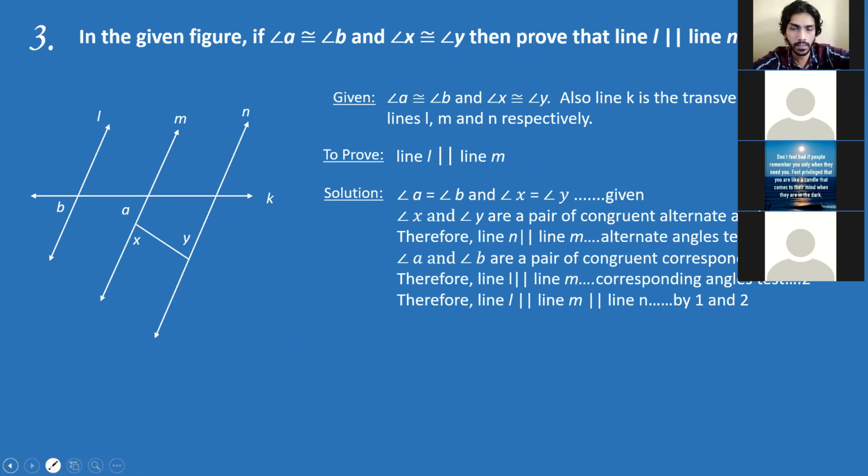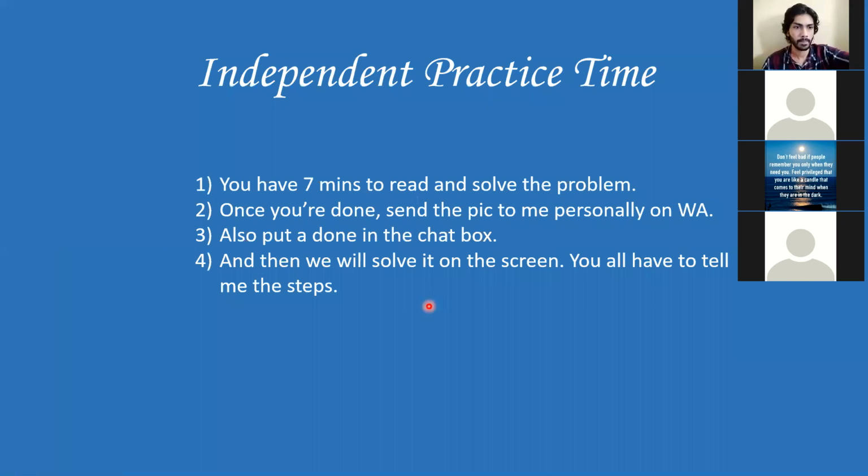You have 7 minutes, and after that, we come back. When you come back to the meeting, I would like you to tell me the steps, and I'll write it on the screen for everyone. Because even I have to solve this now. I have not solved it. I just wrote it on the PPT. Cool. So, independent practice time, folks.